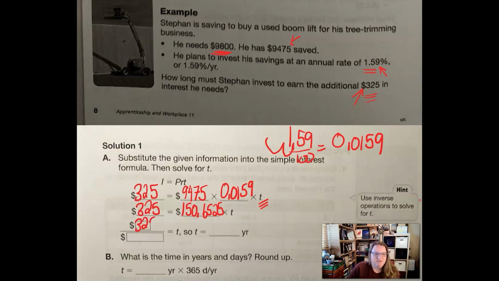So 325 divided by 150.6525 equals your t. So t equals 2.157 years. And you know it's years because up here is 1.59% per year. So your time has to be consistent. This is not days, because you're working with what percentage it was per year. So you've got this in years.